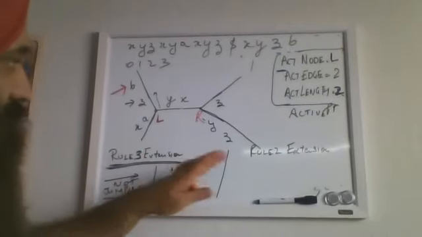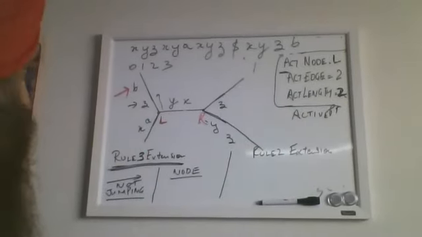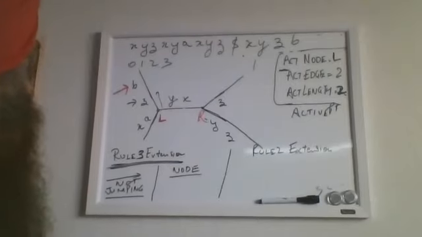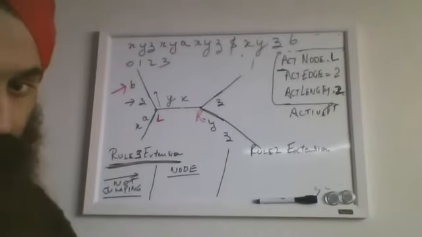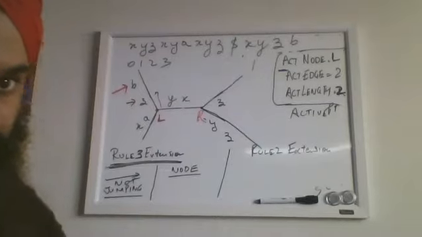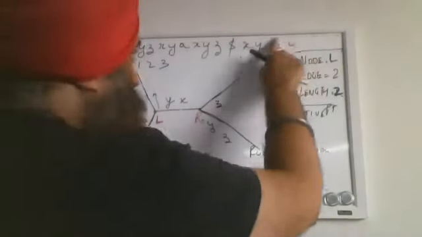Now there is something called the rule 2 extension. Rule 2 extension works in such a way, right? Let me clear it and create a graph for it. Suppose we have this string.